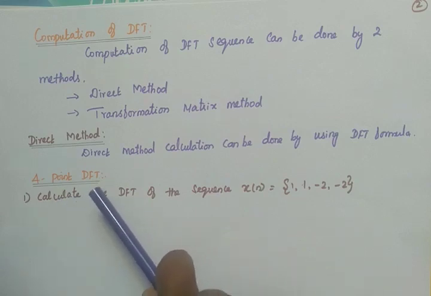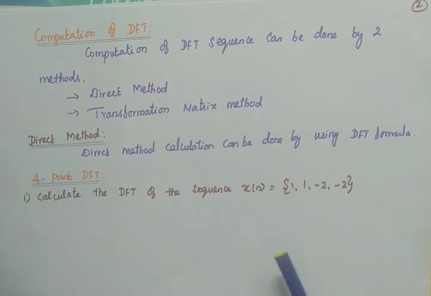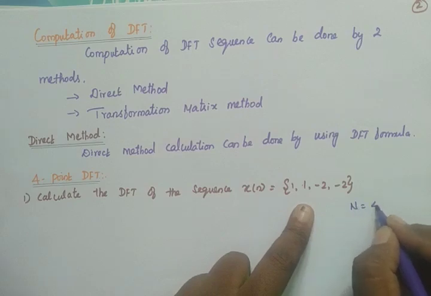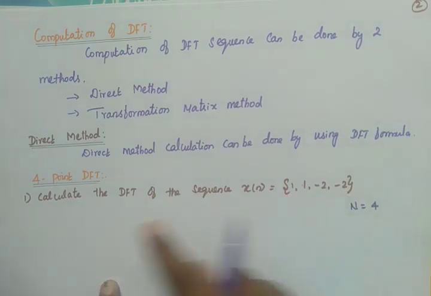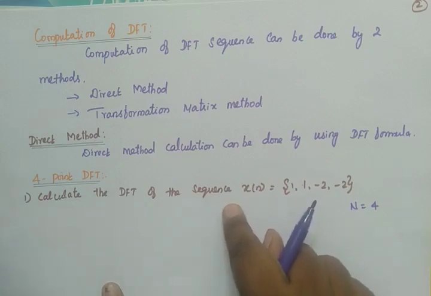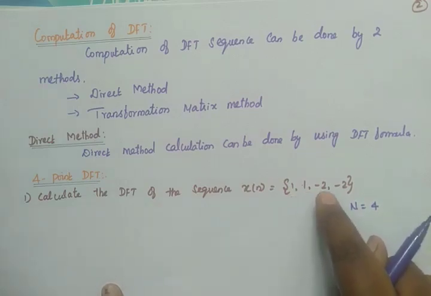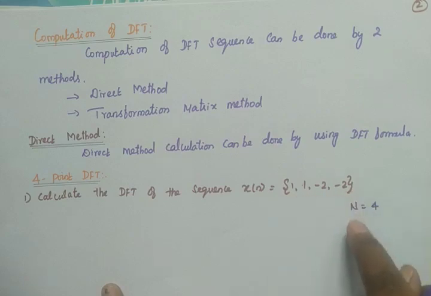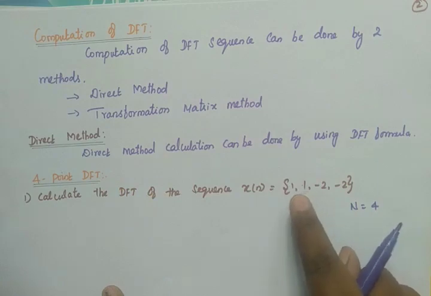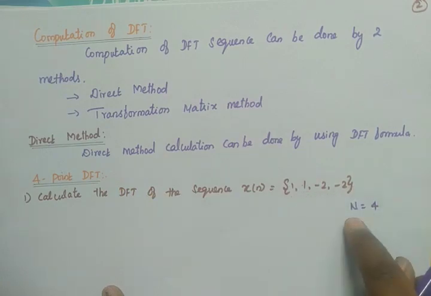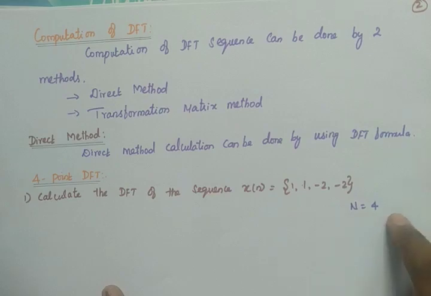First is 4-point DFT. So here this 4 represents N is equal to 4. That is, if we have capital N is equal to 4, then we can say that as 4-point DFT. If we have N is equal to 8, then we can say that as 8-point DFT. Here we have only 4 sequence, that is calculate the DFT of the sequence x of n is equal to 1, 1, minus 2, minus 2. So here we have sequence 4. That's why it is called as 4-point DFT. Likewise, if we have 8 sequences, then it will become 8-point DFT. N will be equal to 8.